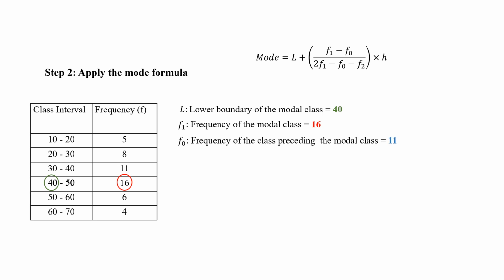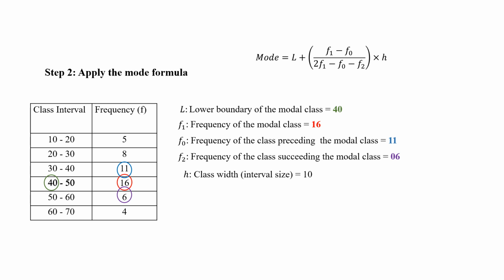f0 is the frequency of the class preceding the modal class, which is equal to 11. And f2 is the frequency of the class succeeding, or after, the modal class, as we can see in our table, which is 6. So here h is the size of the class interval, or the class width, here 10, the difference between the upper and the lower boundaries of each class.